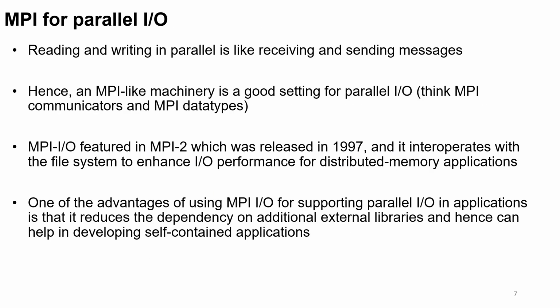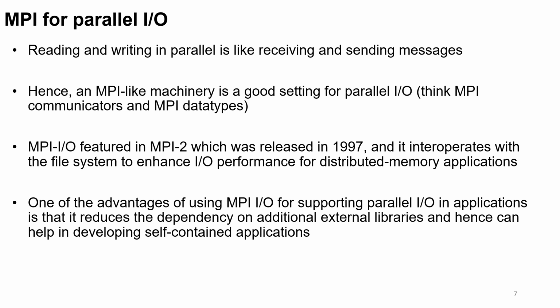Now that we have seen the different patterns for doing file I/O and what the desired pattern is, we will learn about MPI I/O and how to use MPI to do the I/O as shown on the slide with the desired I/O pattern. In general, we can say that the process of reading and writing in parallel is like receiving and sending messages. Hence, an MPI-like machinery is a good setting for parallel I/O.